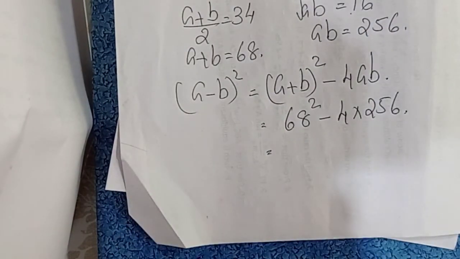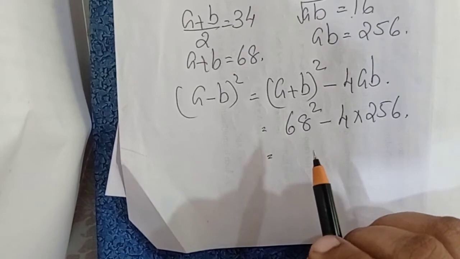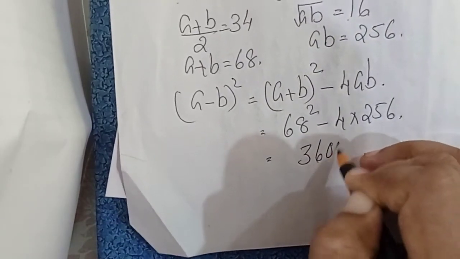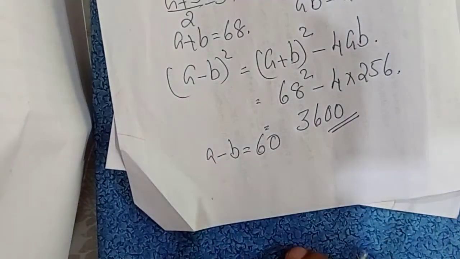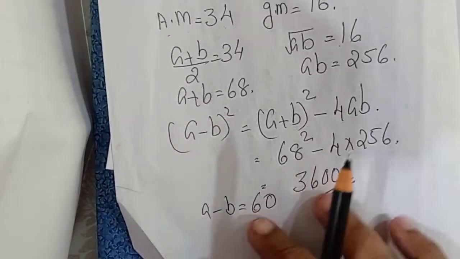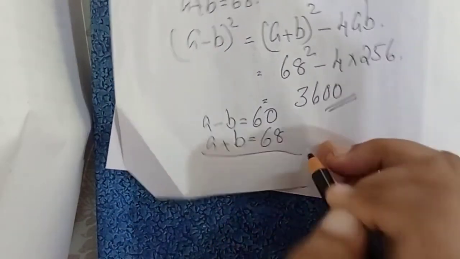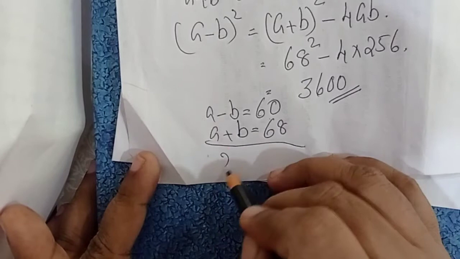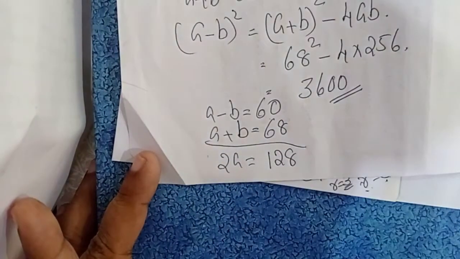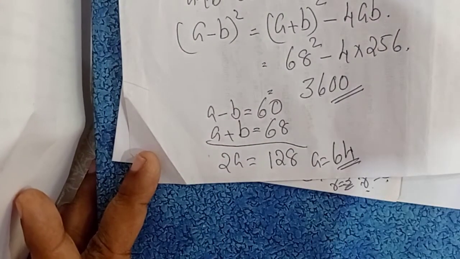Those who want to use the calculator, you can use the calculator. 68 squared minus 4 into this, the final answer is 3600, right? From that, A - B equal to root of 3600, which means 60. From the first line, we know that A + B equal to 68. A + B equal to 68 and A - B equal to 60. Then on adding, 2A equal to 128. Therefore, A is equal to 64. Very simple.